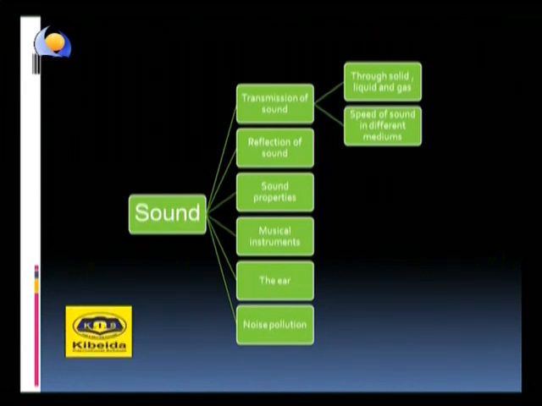Then the human ear parts, the three parts, and every part is divided into different parts. The last part, noise pollution. Noise pollution is divided into two types, artificial and natural pollution. How does the noise pollution affect human health? This is an overview about the sound unit.